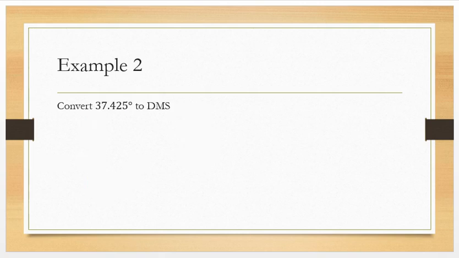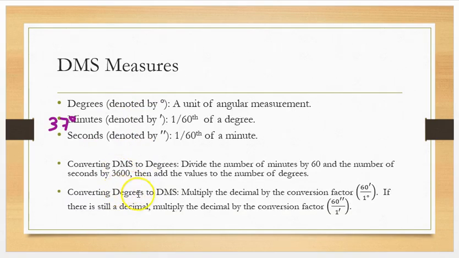Now we're going to do the same thing backwards. This time we have a decimal measurement of degrees, and it wants to change it into the degrees, minutes, and second intervals separately. Well, the first part of the number is going to stay exactly as is, the 37. So that part is going to be 37 degrees. But then whatever comes after the decimal, the 0.425, what I told you here was to take that decimal only and multiply it by 60 over 1.